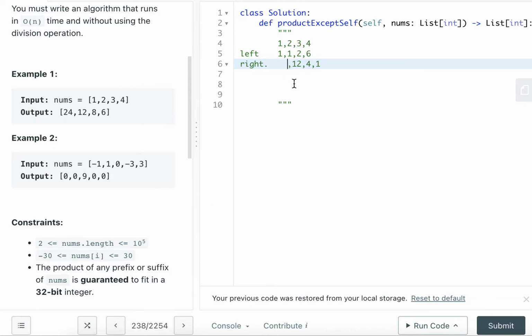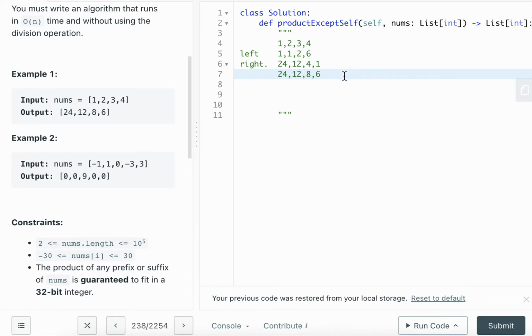So basically that's 24 here. This is the left side calculation. This is the right side calculation. Remember I mentioned to you the answer is the left side multiplied by the right side, right? So then you want to calculate the number. If you multiply left and right, it is 24, 12, and then 2 multiplied by 4 is 8, and then the last one is 6. Yep, that's exactly the answer that we're looking for.